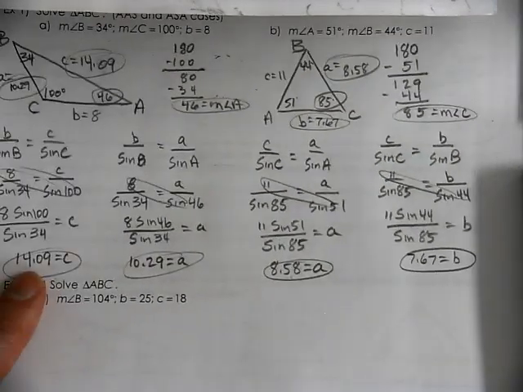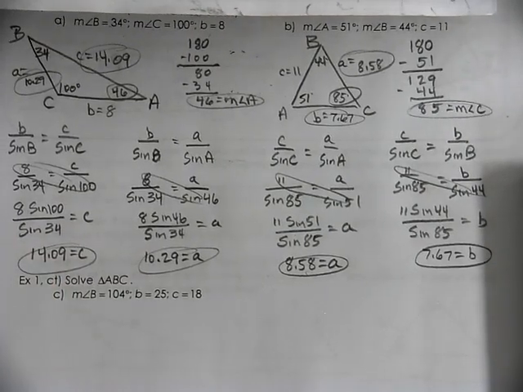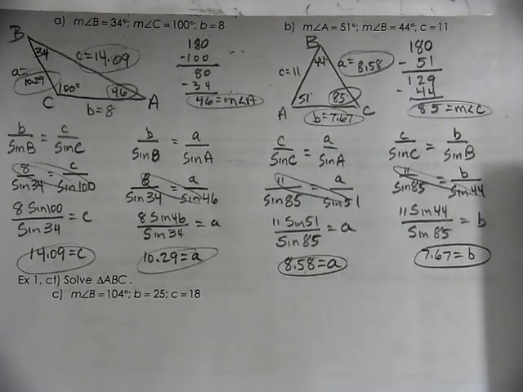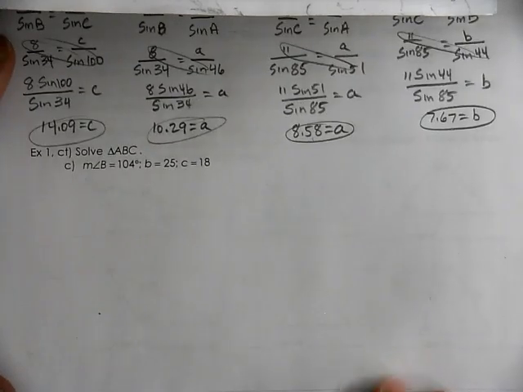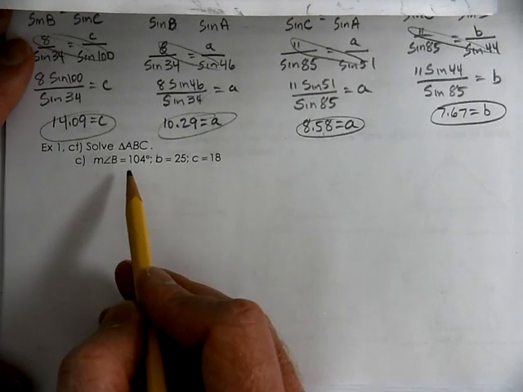Notice we cannot use SOHCAHTOA. You cannot use Pythagorean theorem if you don't have a right triangle. Last one here. This has an obtuse angle in it.